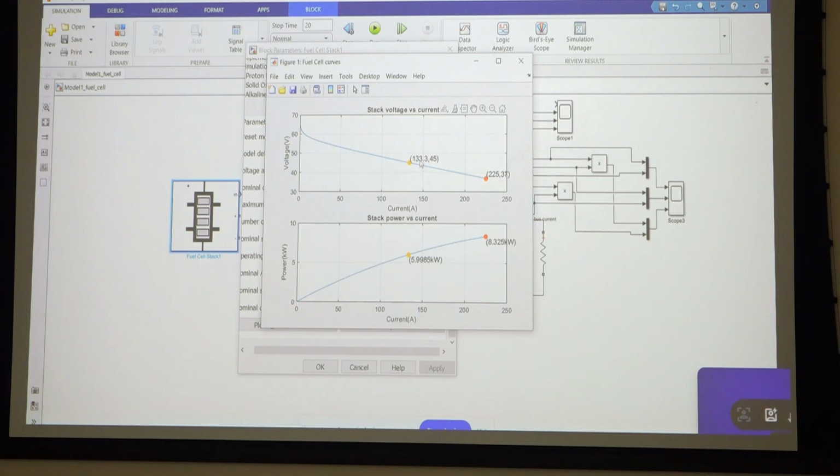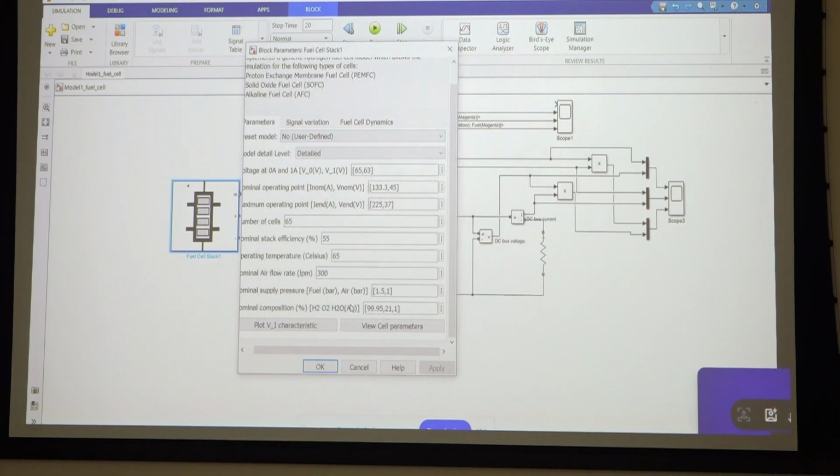Sorry, 133.3 is the current and 45 is the voltage. So in such way the nominal power is this much, 6 kilowatt. In such way you can define the characteristics curve of your own defined.